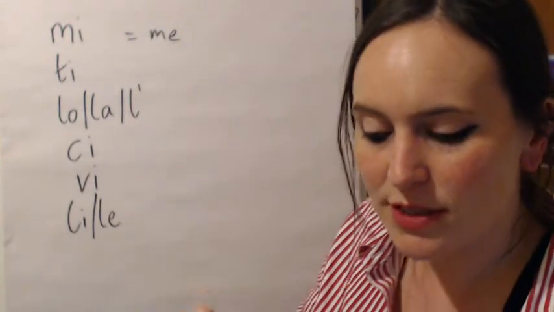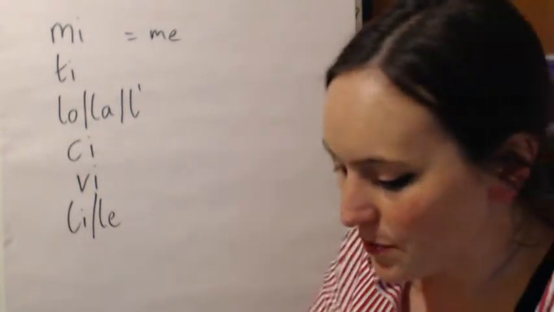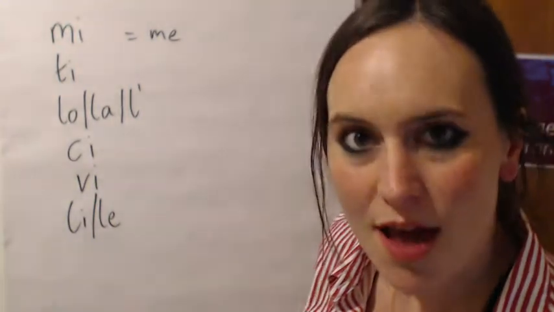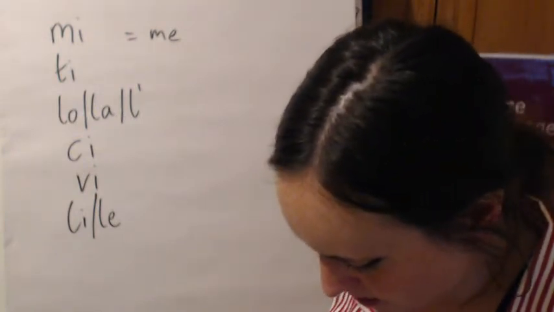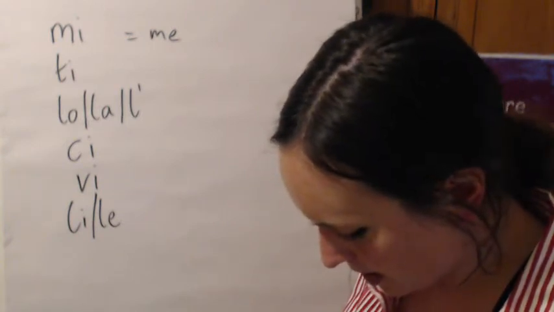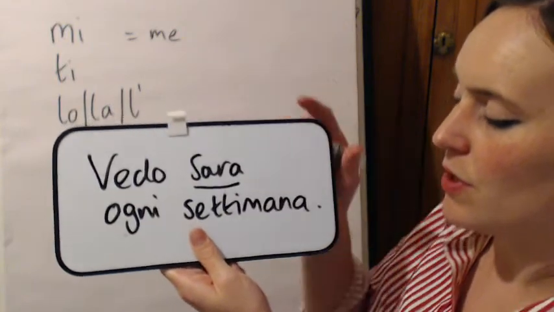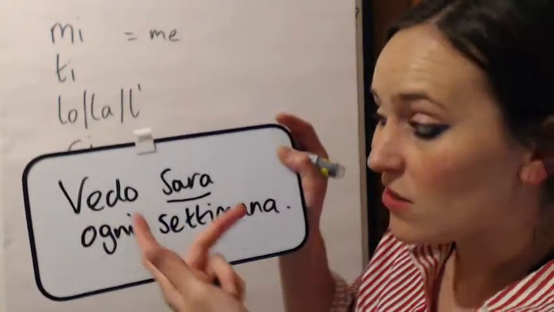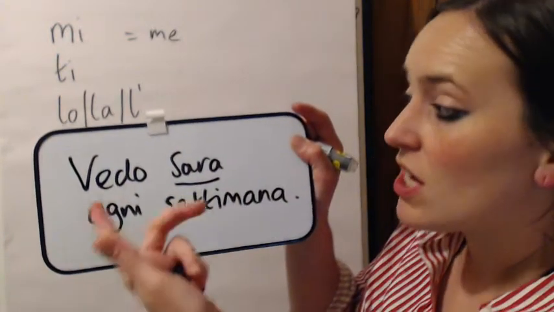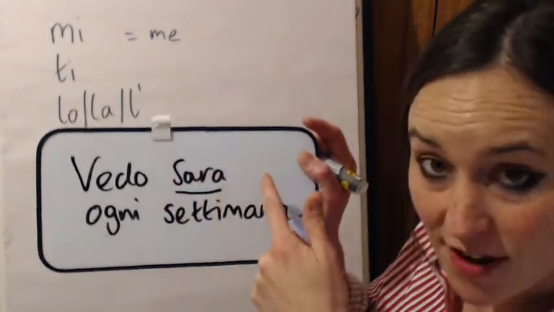So let's have a look at another example. In this example, you're going to see a direct object pronoun replacing a noun or a person in a sentence. Okay, here's one. Vedo Sara ogni settimana. I see Sara every week. To replace this with an object pronoun, we have to find the object. I'm the one seeing, so I'm the subject, the person doing the action. And the verb is followed by the object, okay? So that's the verb in the sentence, and there's the object, Sara. It's a girl.